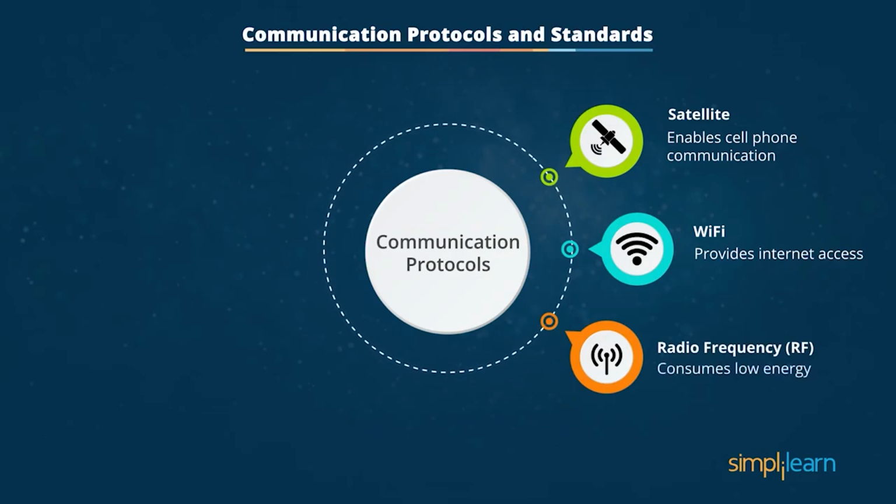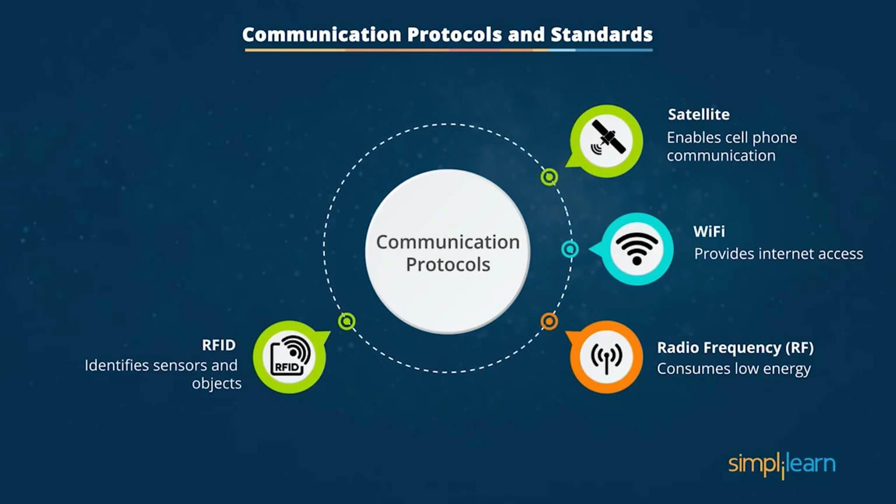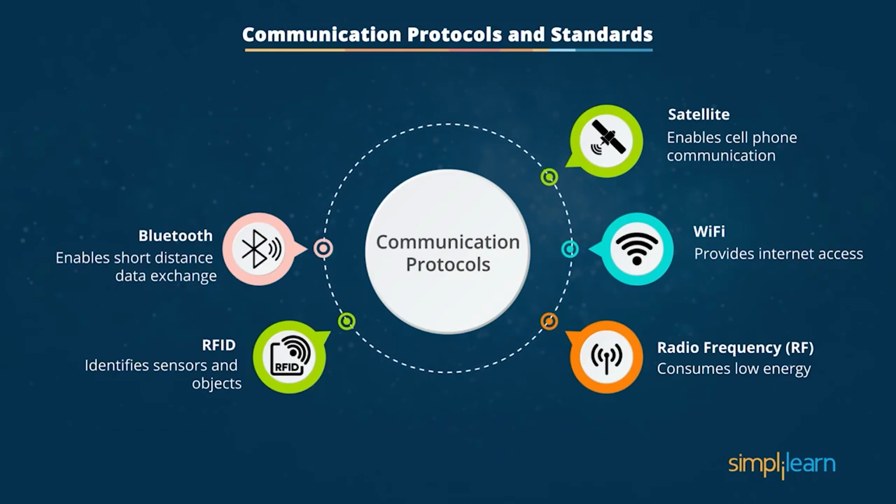The third is the radio frequency. It is the easiest form of communication. A few examples are Zigbee and Z-Wave, which use low-power RF radio. It consumes low energy, which is very advantageous, and is relatively simple to configure. The fourth in this list is the RFID. It uses wireless electromagnetic fields to identify sensors and objects. The good thing about it is that it does not require power. The fifth is Bluetooth, which is useful for short-term and short-distance data exchange.